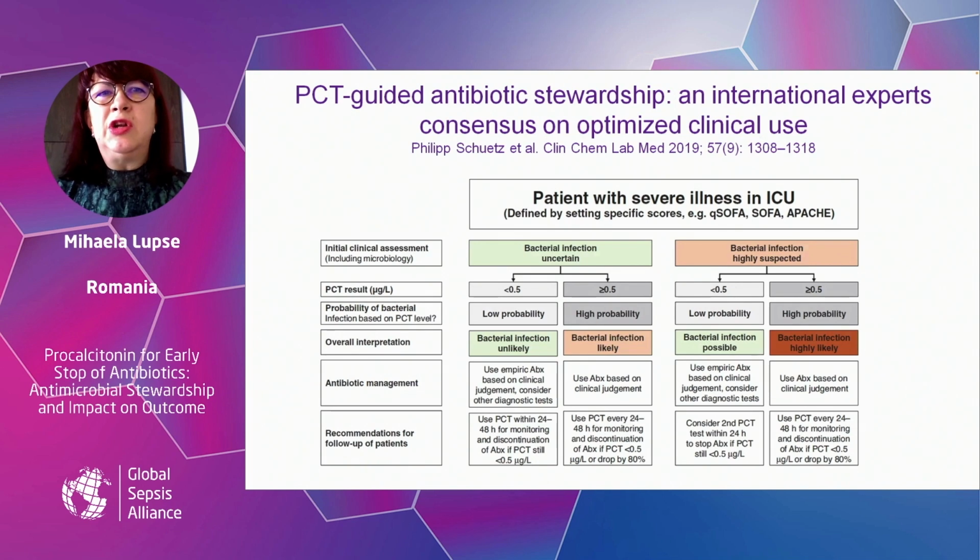Experts proposed an international consensus on optimized clinical use of PCT-guided antibiotic stewardship for patients with severe illness in the ICU. For this, they propose a cutoff of 0.5. Below this cutoff, the recommendation of antibiotics is based only on clinical judgment. And if we start antibiotics, it's necessary to measure PCT after 24 or 48 hours, and if the value continues to be low, we stop the antibiotics. If PCT is above 0.5, the recommendation of antibiotics is strong, and for these patients, it's important to measure procalcitonin every 24-48 hours, and if the value decreases by 80% or below 0.5, we can stop the antibiotics.